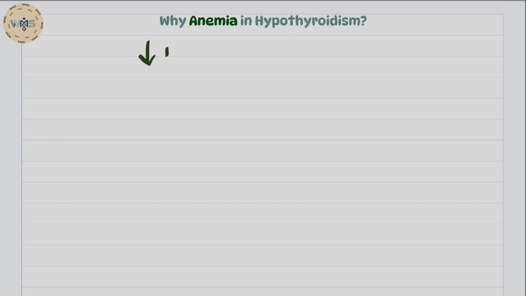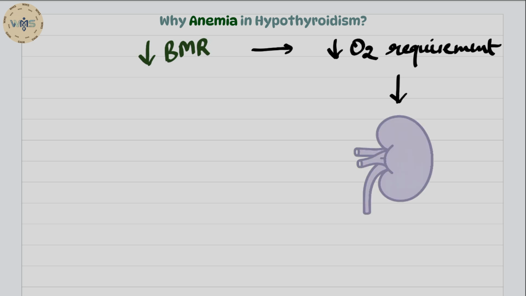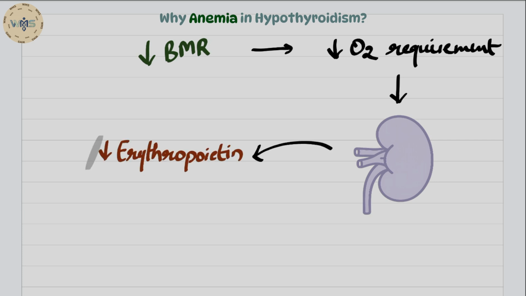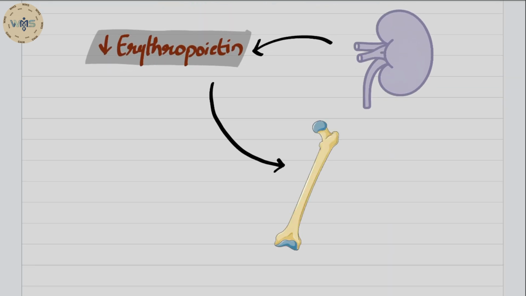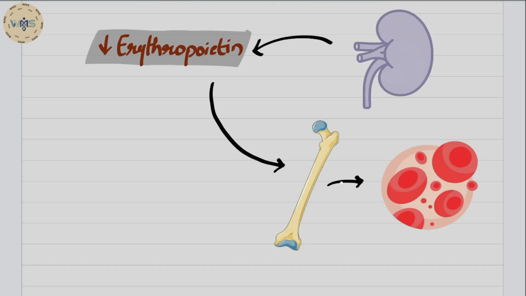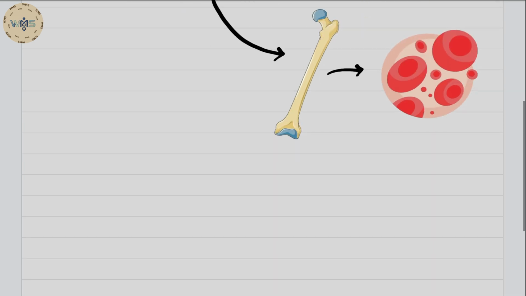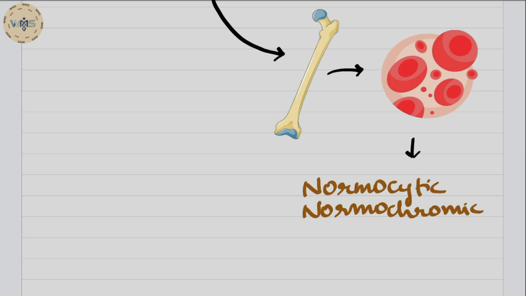In hypothyroidism, because of decreased metabolic rate, which lowers the tissue requirement for oxygen, the kidneys sense less need to stimulate red blood cell production. As a result, the production of erythropoietin, the hormone that drives bone marrow to form new red blood cells, diminishes. This reduced erythropoietin output leads to decreased erythropoiesis in bone marrow and ultimately results in normocytic, normochromic anemia commonly seen in hypothyroid patients.